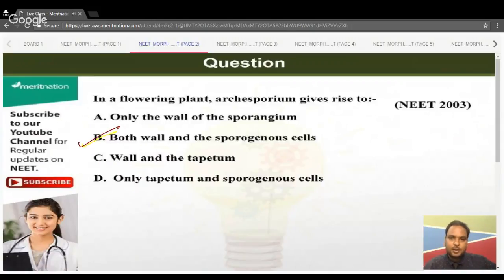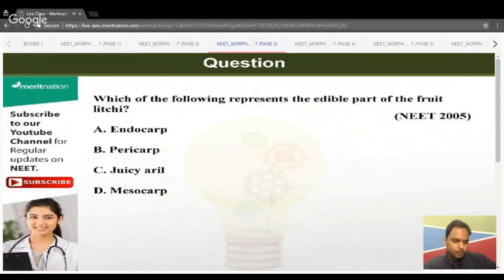I hope this question has refreshed your knowledge of the reproduction part of plants, and I'm moving ahead with a more intriguing question of morphology. This part of the chapter is really important, yet it's very vast. Which of the following represents the edible part of the fruit lychee? It's a very famous question, because the edible part of the lychee is slightly different. You will not find the answer where you people are saying D. The right answer is juicy aril.